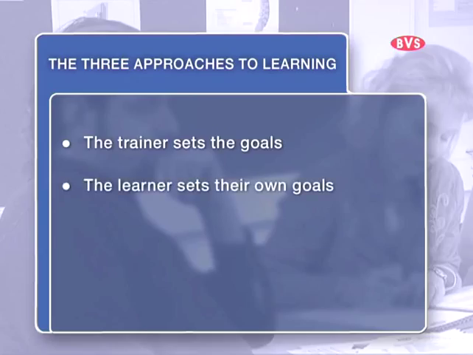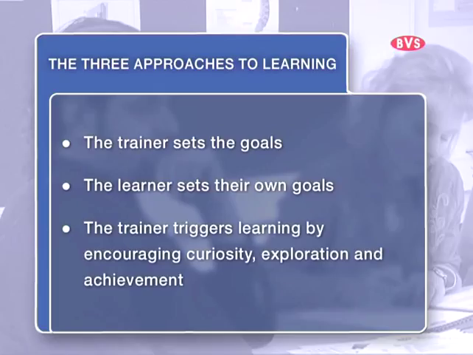There are 3 main approaches to learning. The trainer sets the goals. The learner sets their own goals. The trainer triggers learning by encouraging curiosity, exploration and achievement. In most training situations, there is usually a mix of all 3 of these approaches.